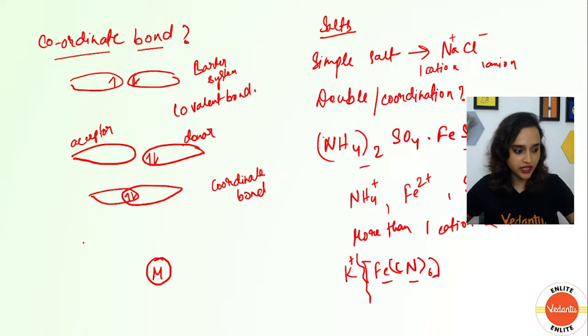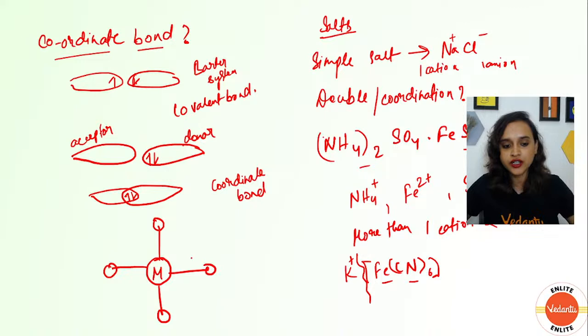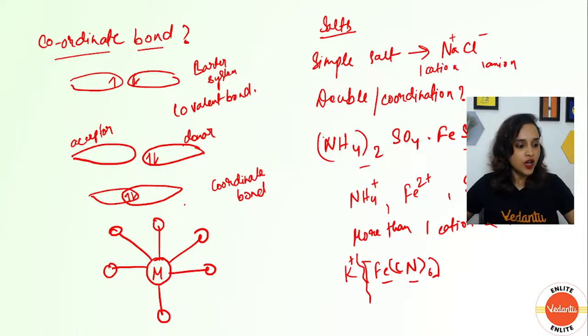coming back to this coordinate compound. First thing is you will have a central metal atom. Now, let's say there are a few other things bonded to it: 1, 2, 3, 4, 5. Let's make it 6. What are these? Let's call these ligands. These are your ligands.